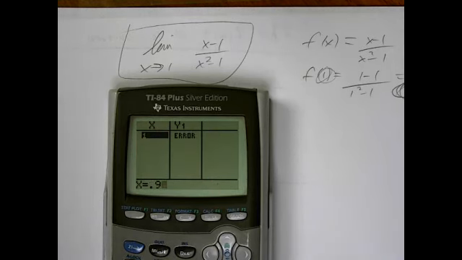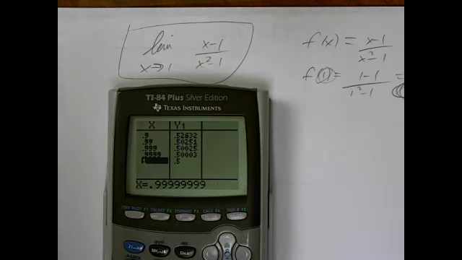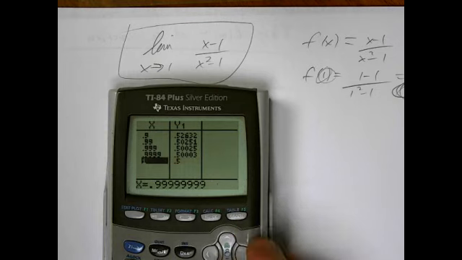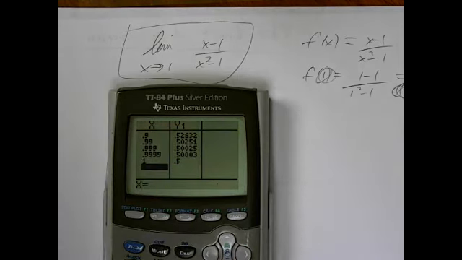I'll put in a 0.9, 0.99, 0.999, 0.9999, and so on. And it looks to me that if you get very, very close to 1 on the left-hand side, on the x's, the y values get very, very close to 0.5, to the point at which, at this moment, the calculator can't even tell the difference. That value does not actually equal 0.5. The calculator just can't tell that it doesn't equal 0.5 because it's that close.